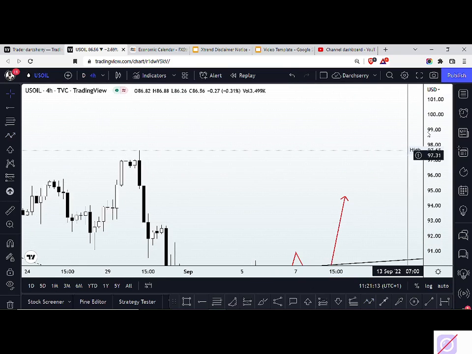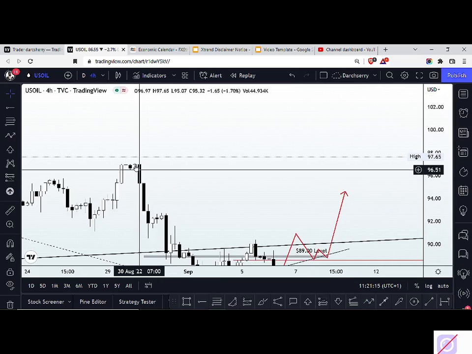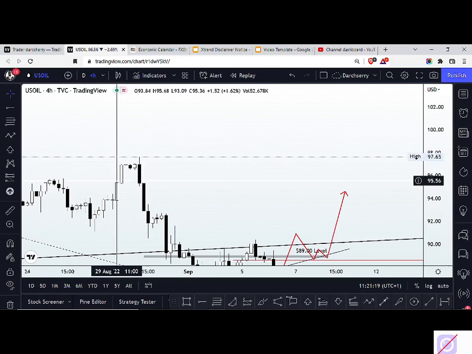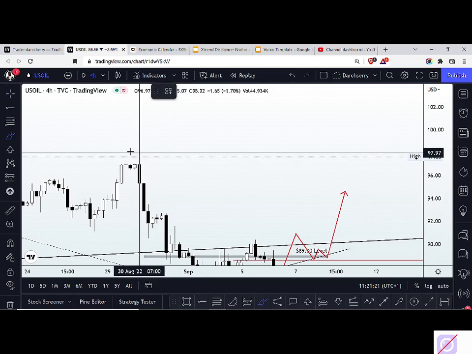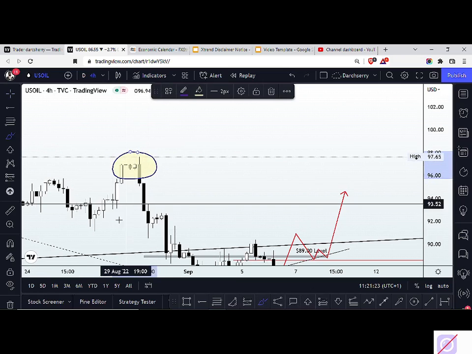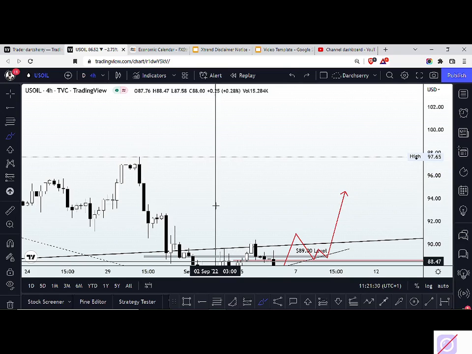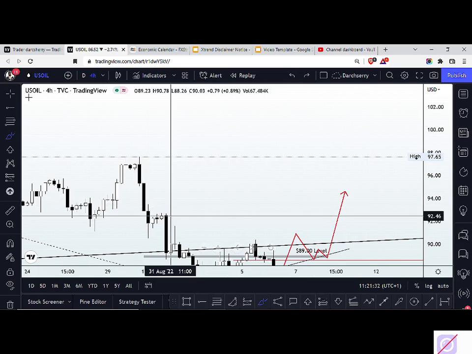And remember, our take profit target still remains somewhere around the $97 area and the $100 mark, because we have a structure around here that has been a selling niche in the past, and we want to see how price is going to relate to that level before we think of adding more position to our existing trade. So this is what we want to be looking forward to on the US oil.